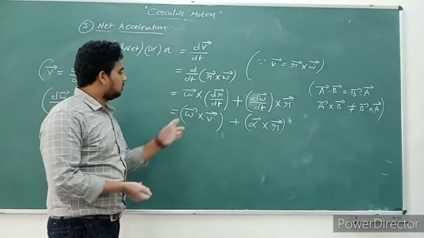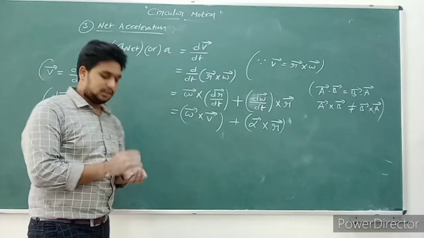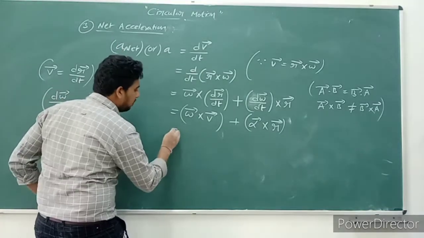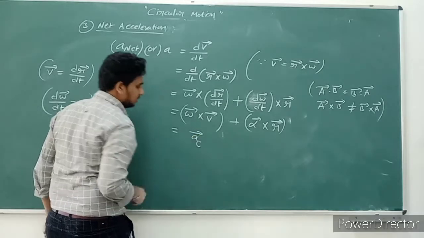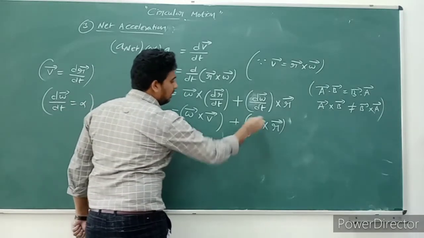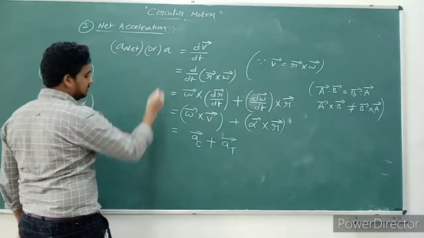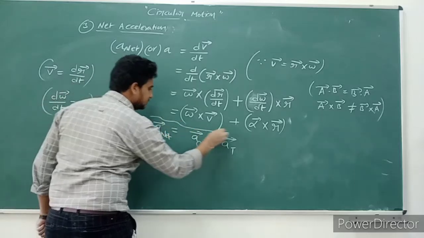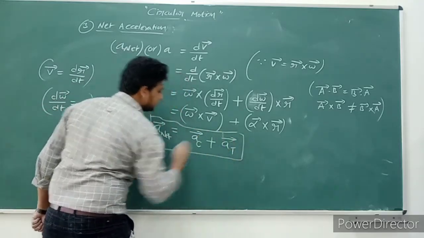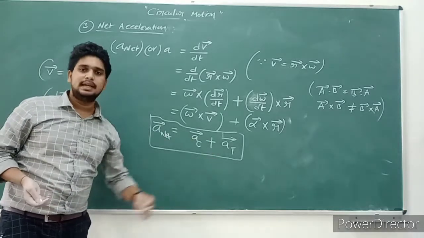Observe carefully. Omega bar cross v bar plus alpha bar cross r bar. From this, omega bar cross v bar is nothing but AC bar, plus alpha bar cross r bar is nothing but AT bar. So this is nothing but net acceleration. So net acceleration A bar net is equal to AC bar plus AT bar.